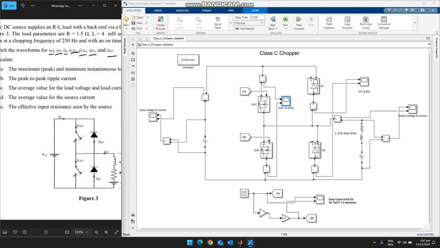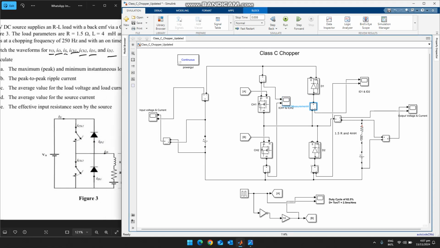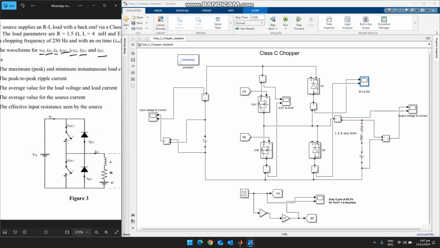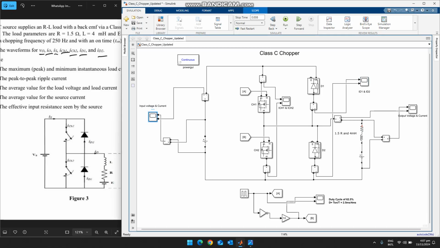Similarly, ID1 and ID2. This is ID1 for my main MOSFET, this is for ID2, and this has been displayed here. Similarly, I have displayed IS and VS, which is also being asked here. So this is how we have scoped everything.